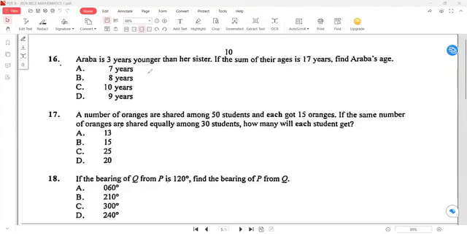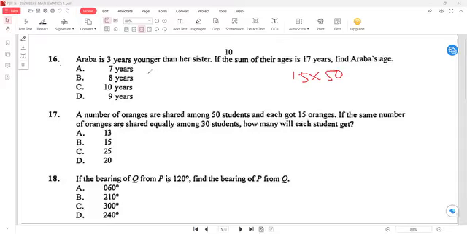We can now look at number 17. A number of oranges are shared among 50 students, and each got 15 oranges. If the same number of oranges are shared among 30 students, how many would each student get? So the number of oranges shared among the 50 students, once each of them is getting 15, we will know the number of oranges that were shared. The number of oranges that were shared becomes 15 times 50.